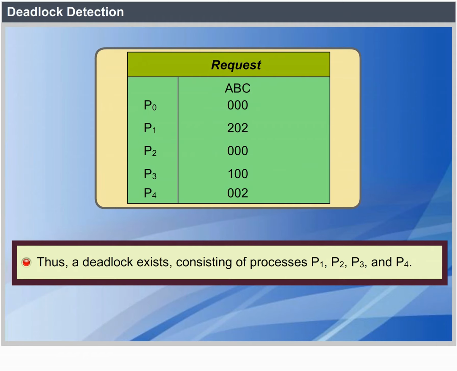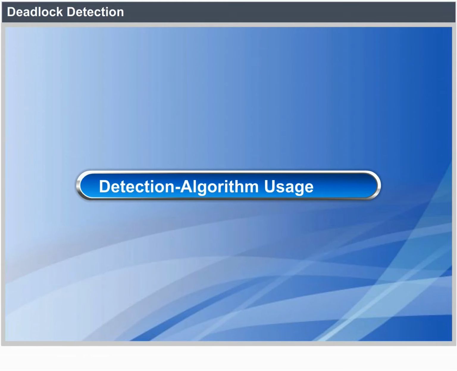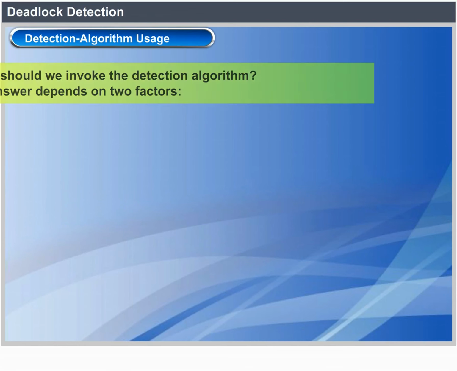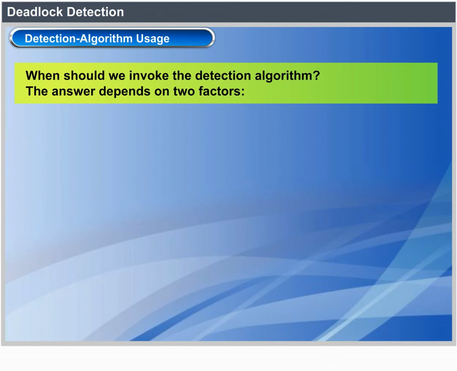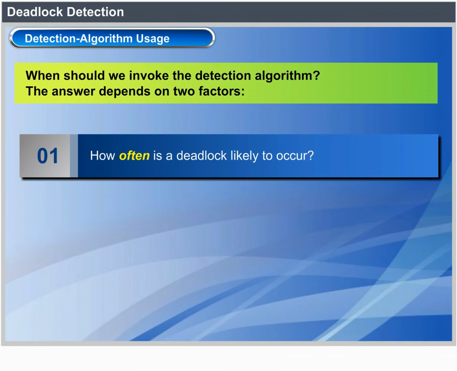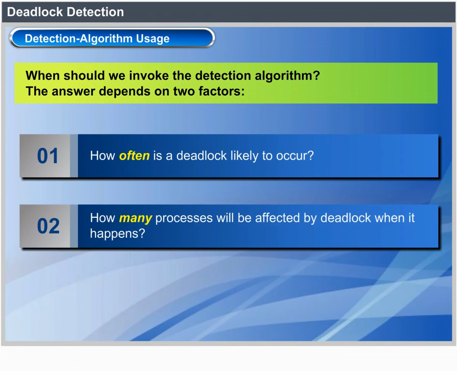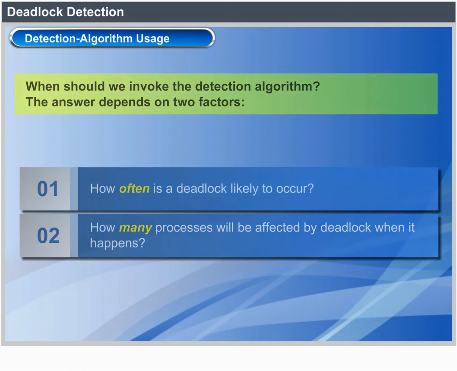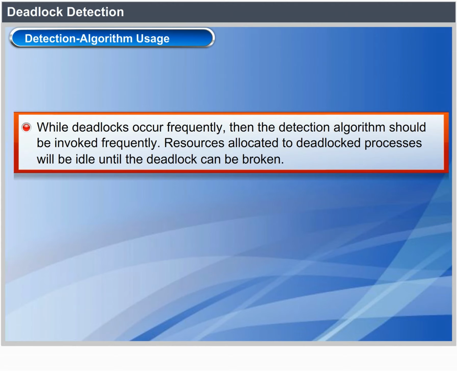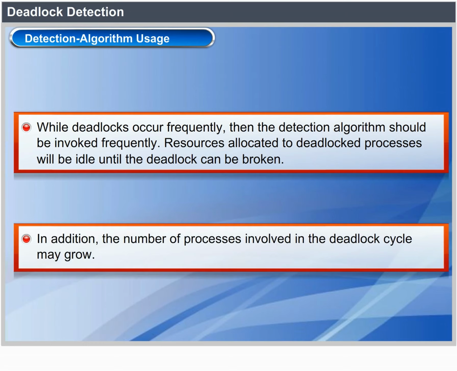Detection algorithm usage. When should we invoke the detection algorithm? The answer depends on 2 factors. 1. How often is a deadlock likely to occur? 2. How many processes will be affected by deadlock when it happens? If deadlocks occur frequently, then the detection algorithm should be invoked frequently. Resources allocated to deadlocked processes will be idle until the deadlock can be broken. In addition, the number of processes involved in the deadlock cycle may grow.